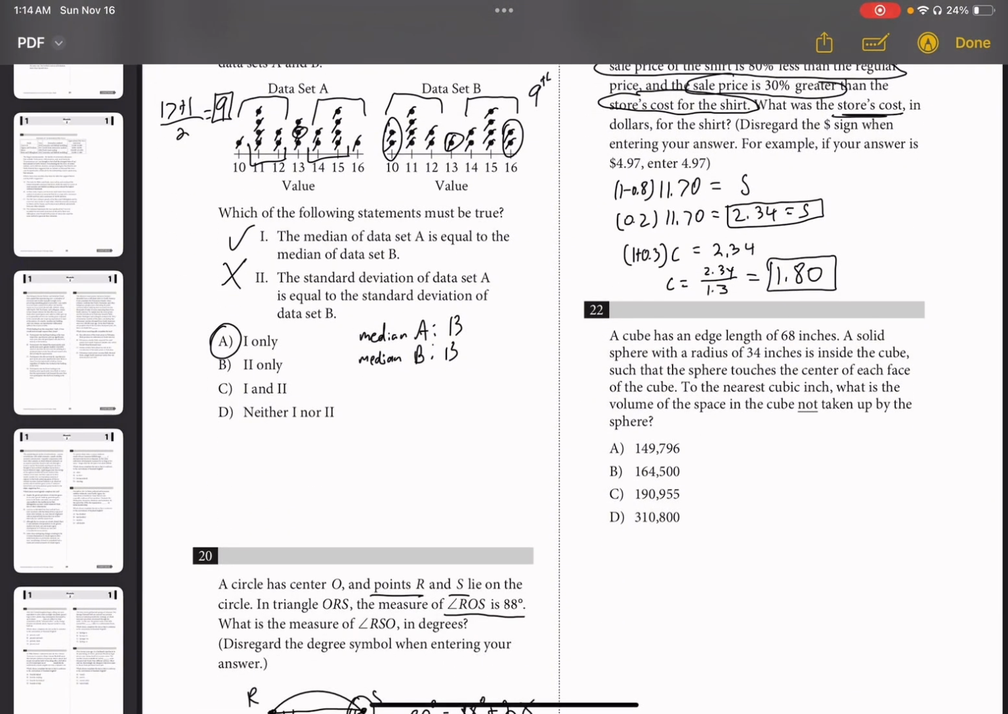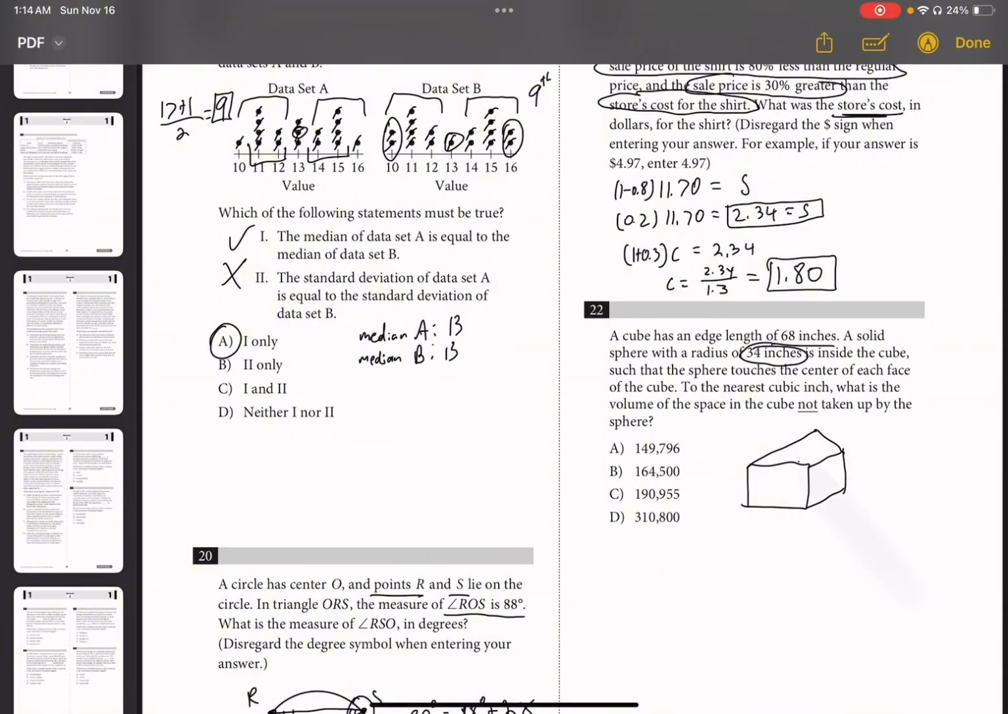Next question, 22. We have a cube that has an edge length of 68 inches. A solid sphere with a radius of 34 inches is inside the cube, such that the sphere touches the center of each face of the cube. To the nearest cubic inch, what is the volume of the space in the cube not taken up by the sphere?